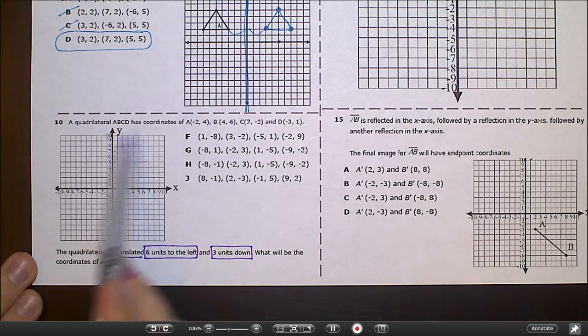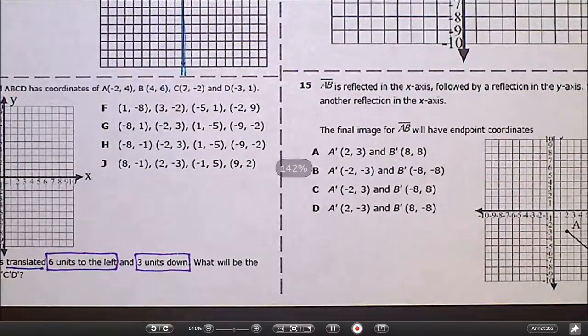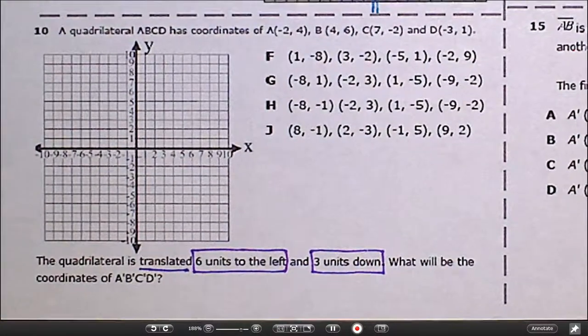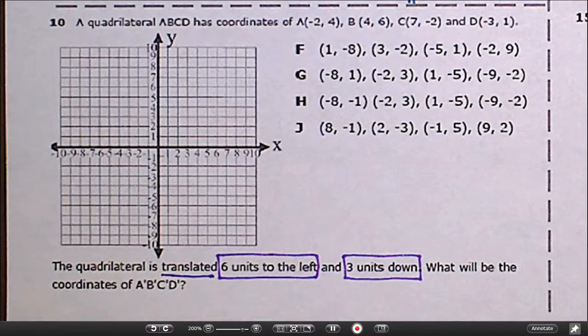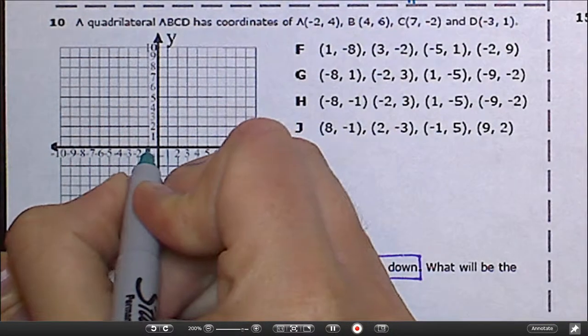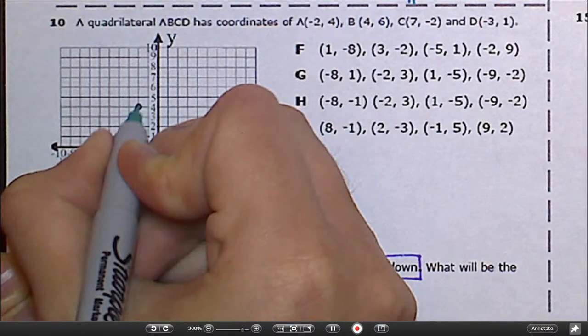So they've given us a blank coordinate grid here. We need to go ahead and plot the original points so that we can translate them. So let's look really closely here. Get this as big as I can for you. Okay. A, B, C, D. Let's say A is -2, 4. So I'm going to go -2, and then up 4. So this is A.